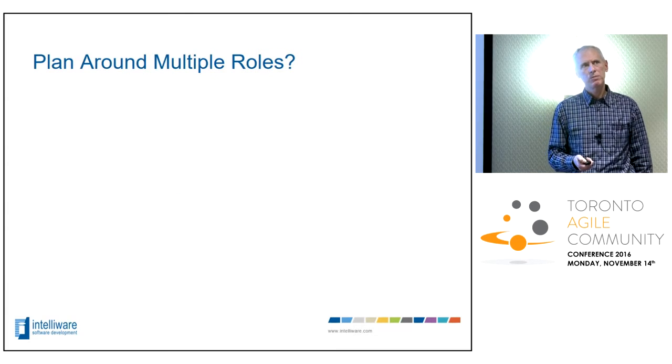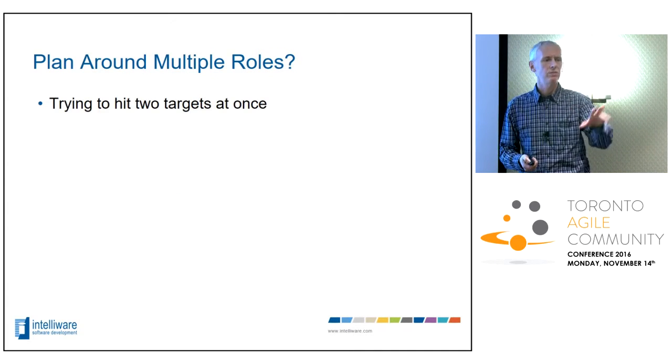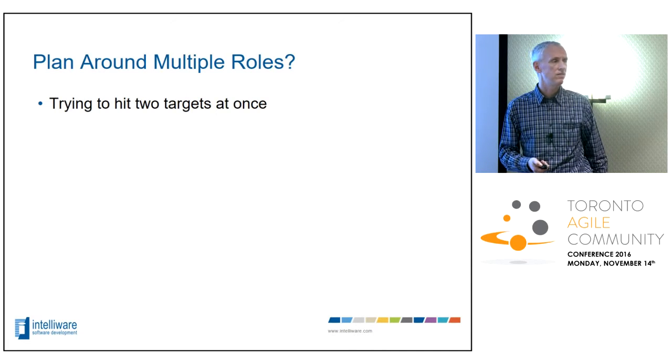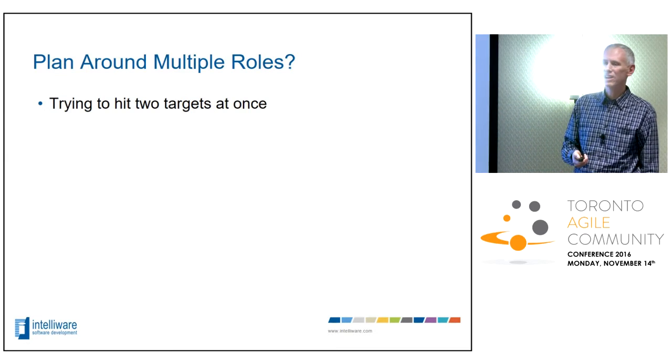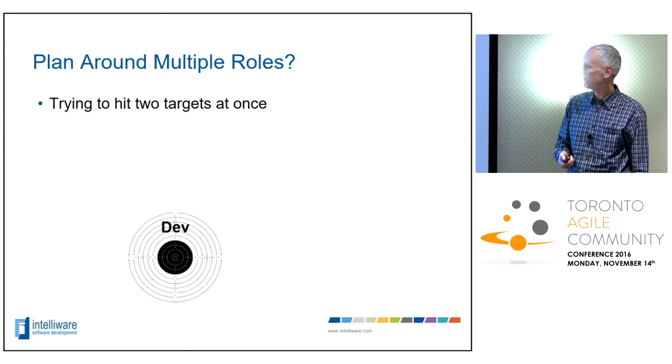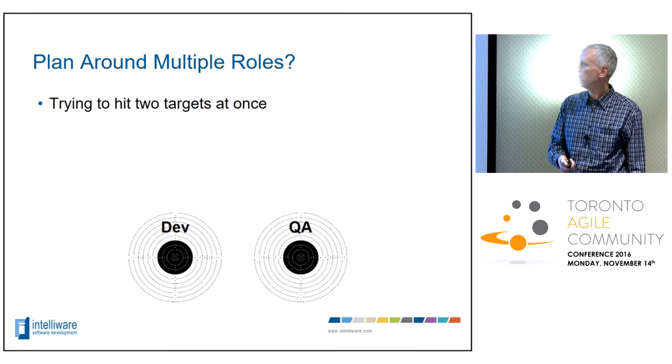What about planning around multiple roles? Oh, the simple solution is, why don't we just plan both QA and development? I've seen teams try this. I say don't do it. It's like trying to hit 2 targets at one time. So for example, let's say you have development and QA, and they both feel like they're constrained, so you're going to try and do plans for both of them.